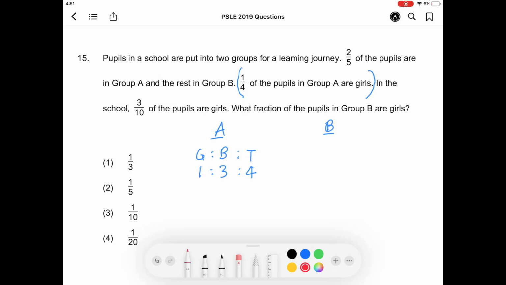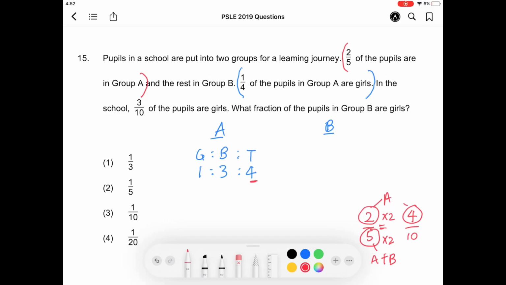Back to the second statement, 2/5 of the pupils are in group A. So this simply means that the total number of pupils in group A is actually 2 units, and the total number of pupils in both group A and group B are 5 units. As the total number of pupils in group A based on the earlier ratio is 4, I'm going to make use of equivalent fractions to make this 4 as well. And if I were to times 2 for the numerator, make sure you times 2 for the denominator, and then you get 4 over 10.